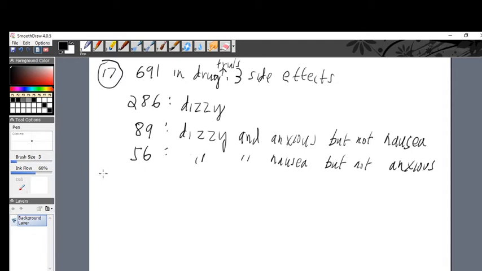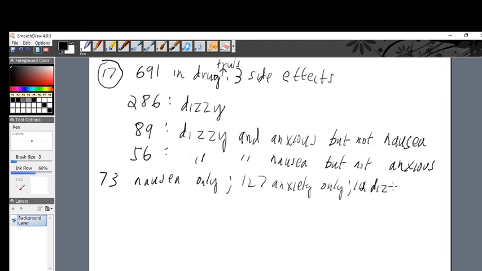Now I want to save some space because I really would like to have the Venn diagram right underneath there. Even though it's much clearer if I put it in a vertical line, I have a good reason for doing this: I need some space. I'm putting the next piece of data, 73 nausea only. The fact that it says only is going to be very helpful. Then we're told that 127 is anxiety only. 112 dizzy only. The only is very useful information.